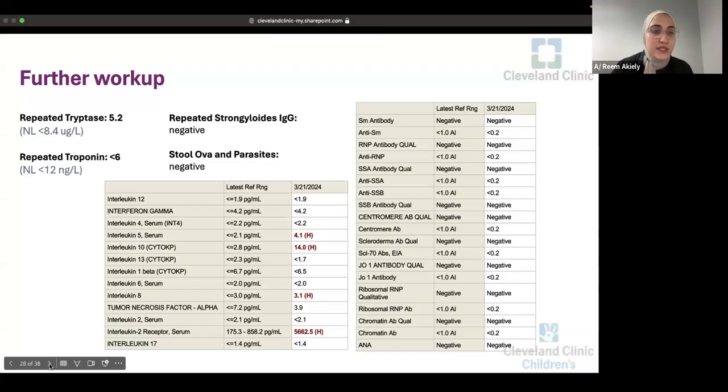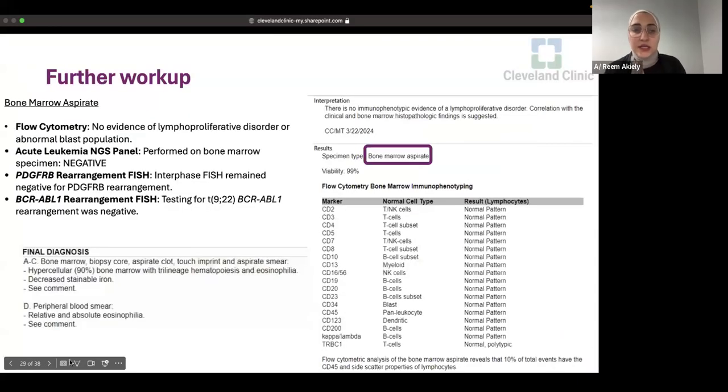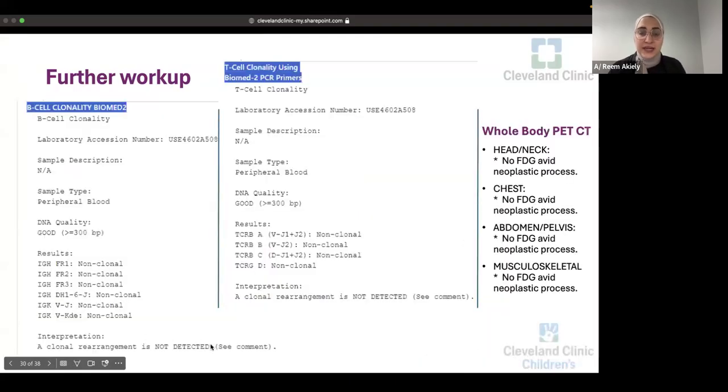At that point, because of the significant increase in the eosinophil count, we ended up doing a bone marrow aspirate. Flow cytometry was again negative for blasts. Acute NGS panel was also negative. Platelet-derived growth factor receptor beta rearrangement by FISH was also negative, and BCR-ABL rearrangement by FISH was also negative. We evaluated for B-cell and T-cell clonality at that time, and both were also negative.